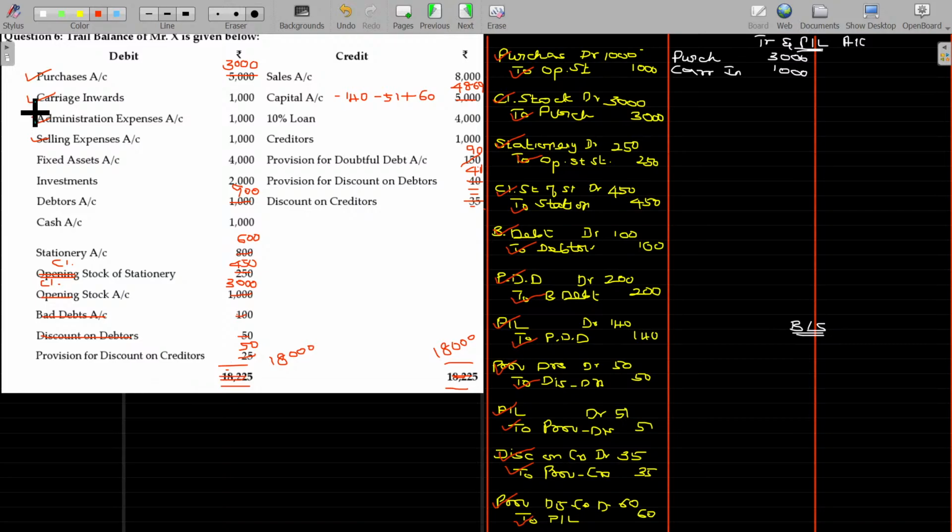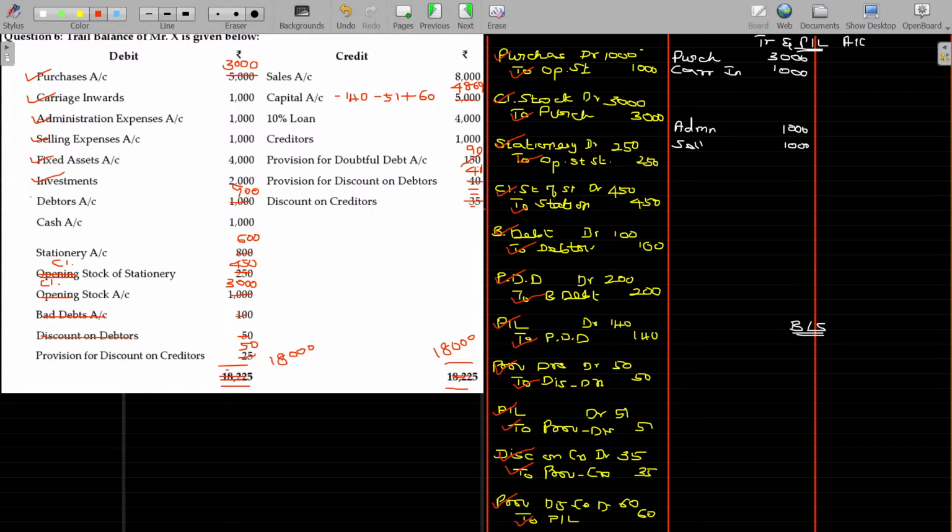Admin, selling expenses, both will be debited to P&L account. Admin 1000 rupees, selling 1000 rupees.